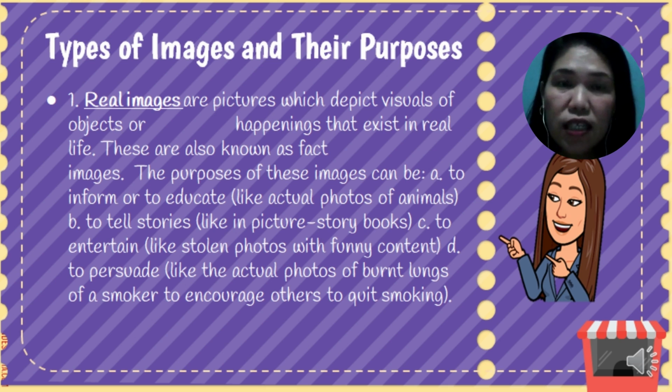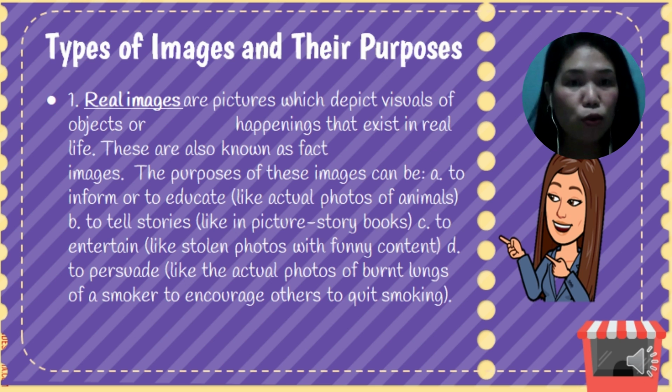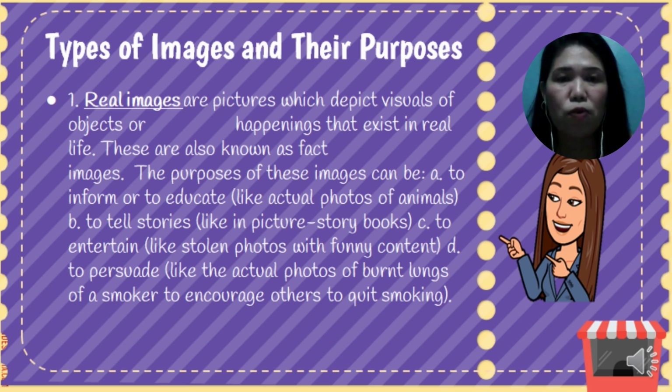So letter D is to persuade. When we say to persuade, it is encouraging us to believe in that picture or to do something in that picture, like the actual photos of burnt lungs of a smoker. It is encouraging us or others to quit smoking or to stop smoking. So that is to persuade. So there are three purposes: to educate, to entertain, and to persuade.